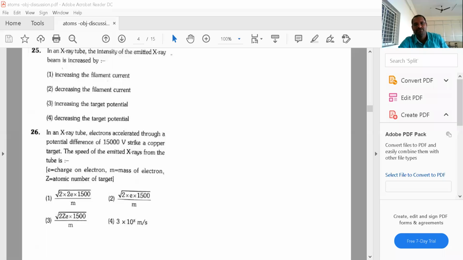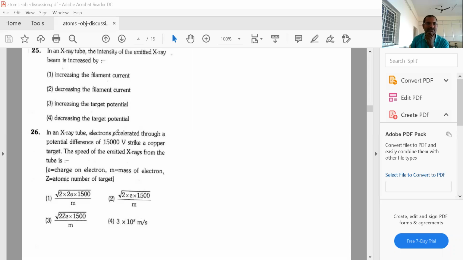So we are discussing the objective questions of the atoms chapter, right? Can you see this on your screen? I have shared my screen. Tell me first if it is visible. Yes, sir. Okay, good. So now we are doing question number 26.